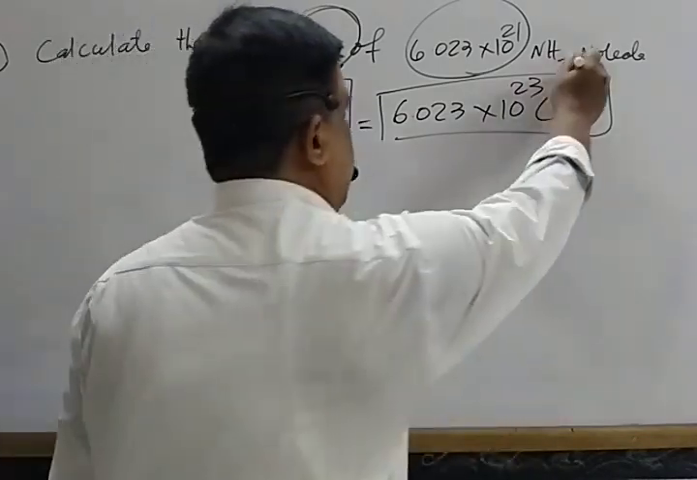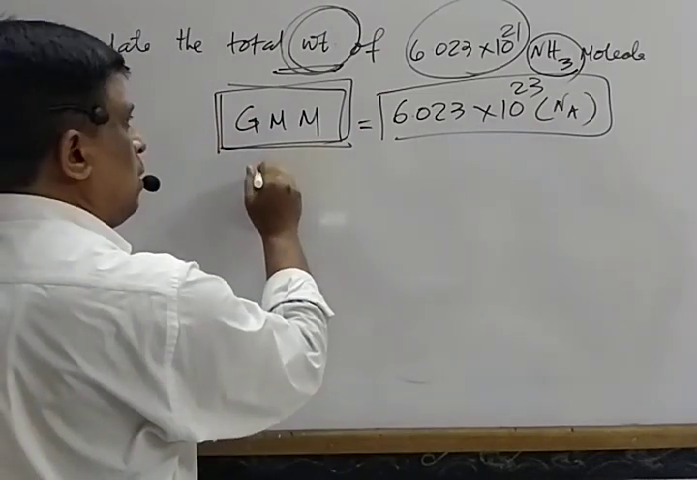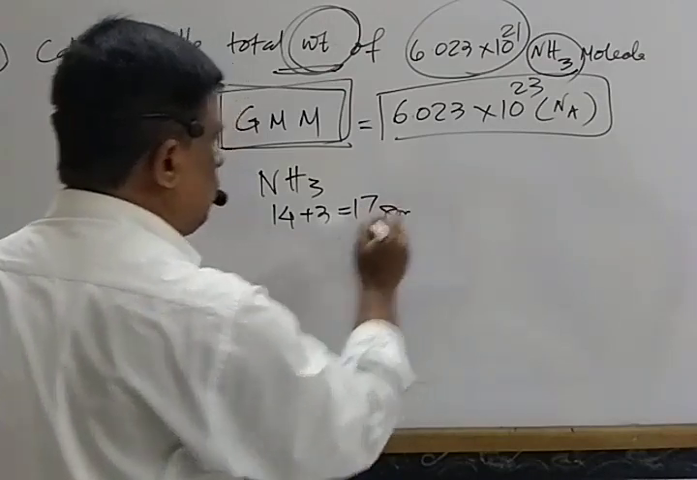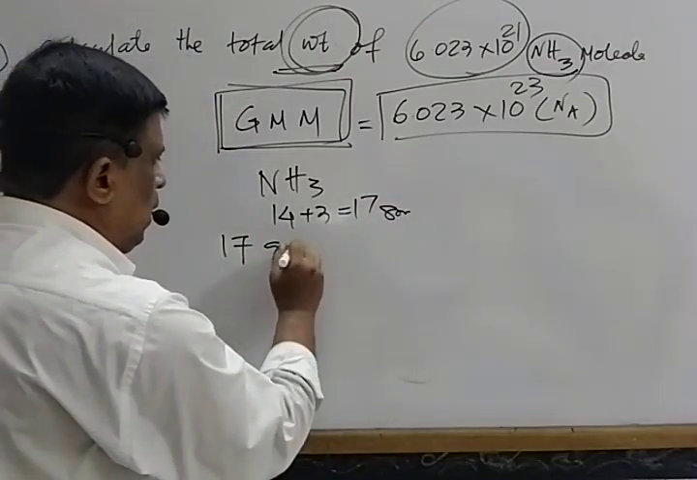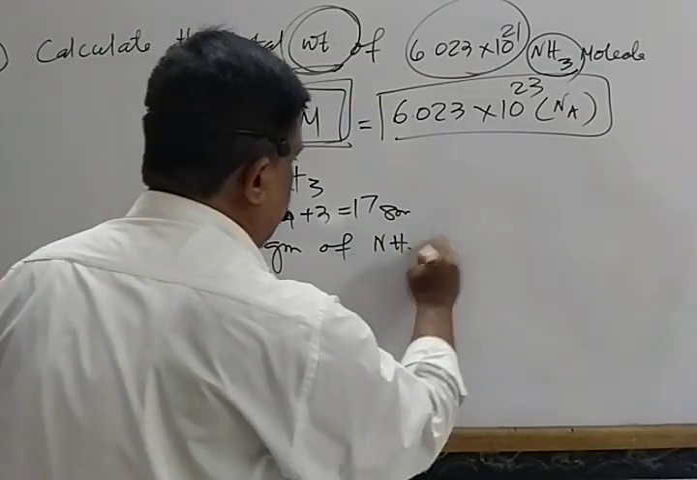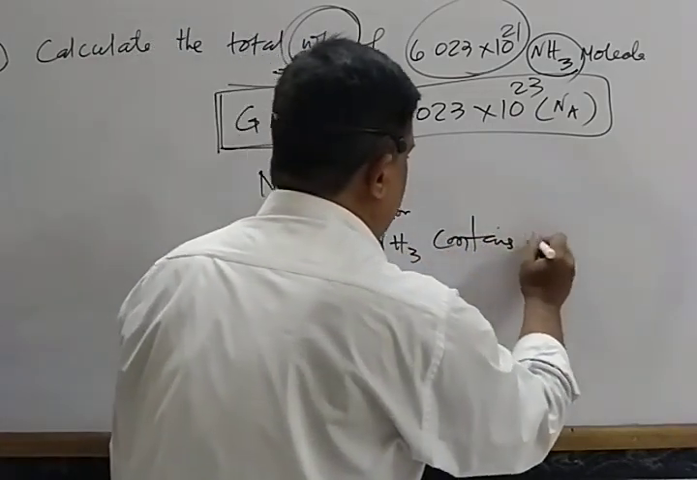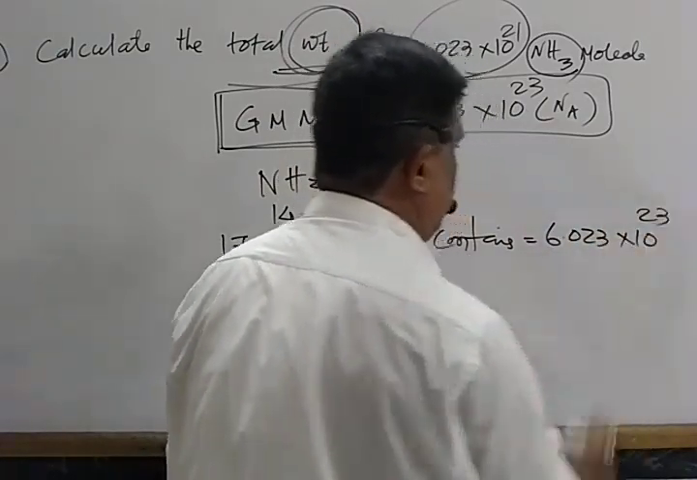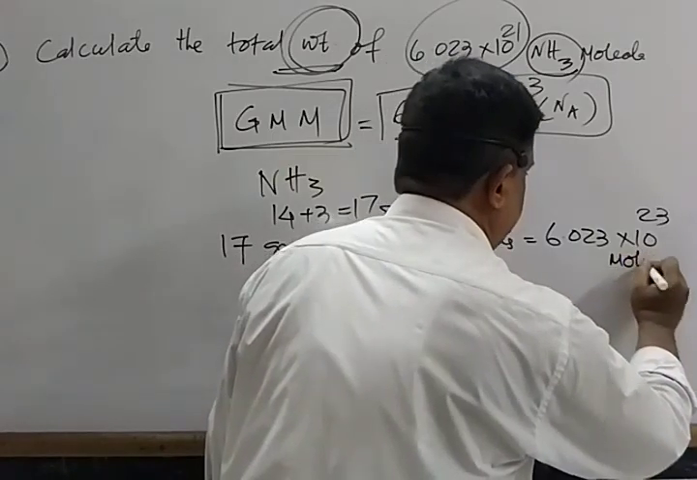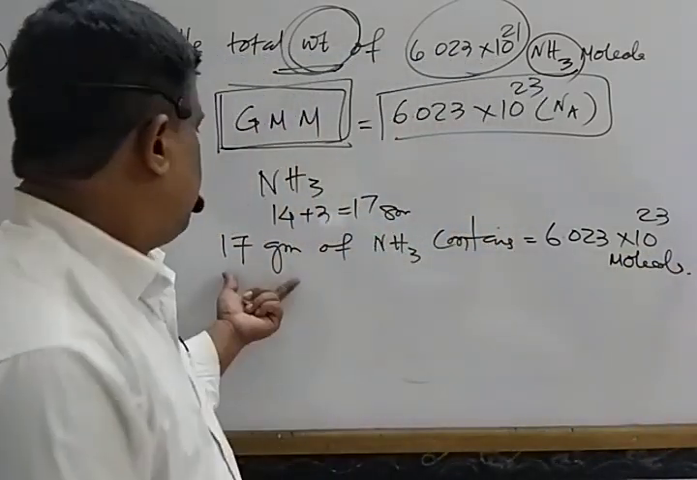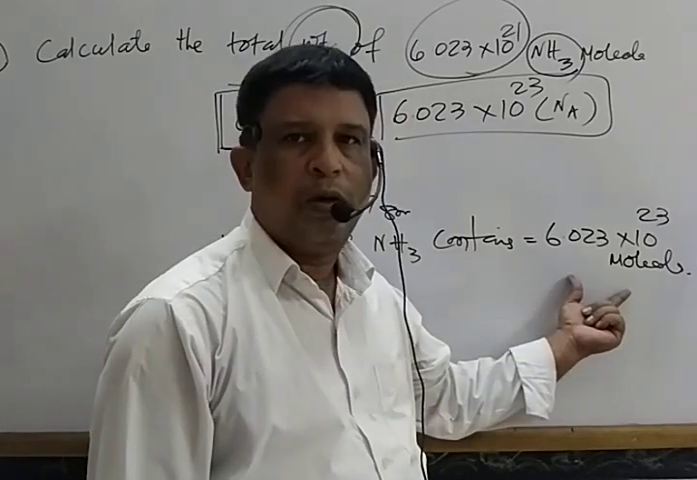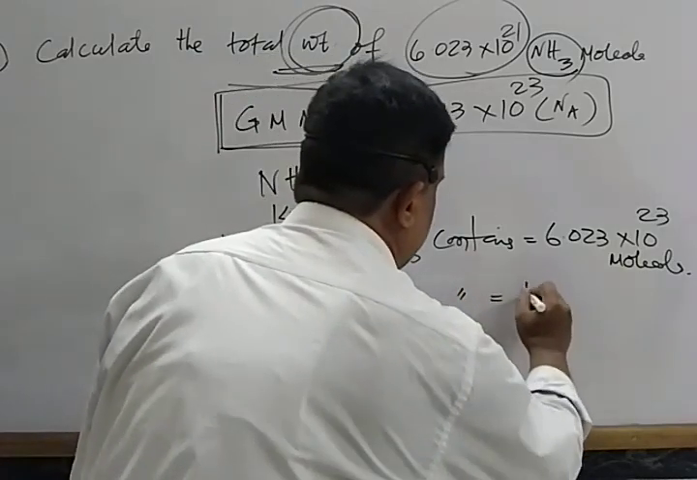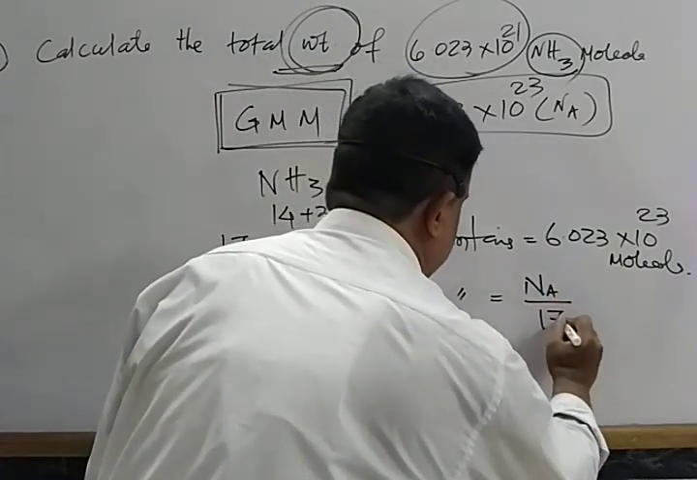So then we will try to solve this one. So the example is for NH3. NH3 means 14 plus 3 is equal to 17 grams. So what is the formula? 17 gram of NH3 contains 6.023 into 10 to the power 23 molecules. Mark that. 17 gram of ammonia contains this many molecules. Then 1 gram of ammonia contains the Avogadro number divided by 17.